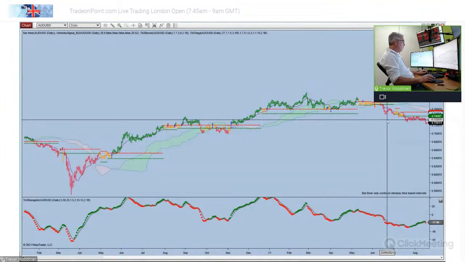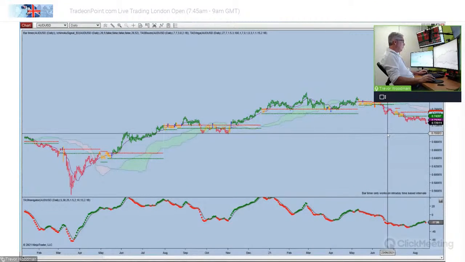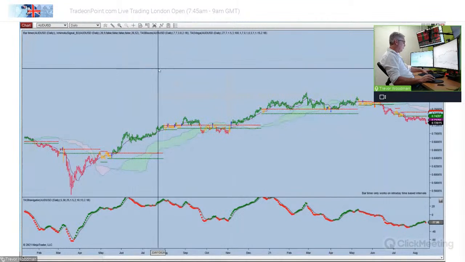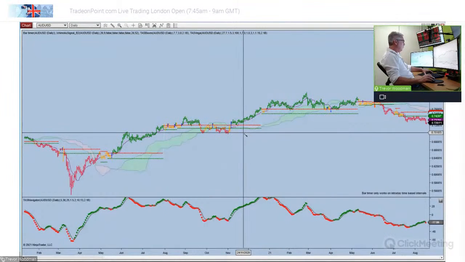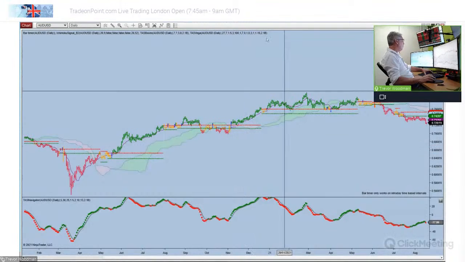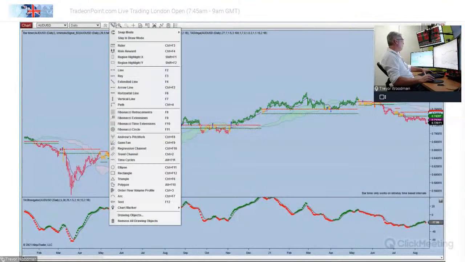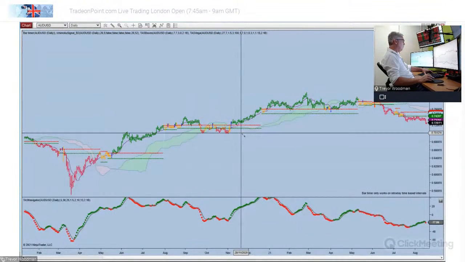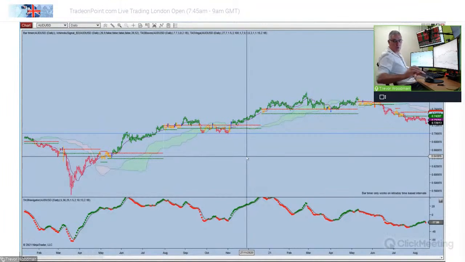I mean, potentially we've got strong support over here. So we get my shortcut keys. We've got strong support over here.